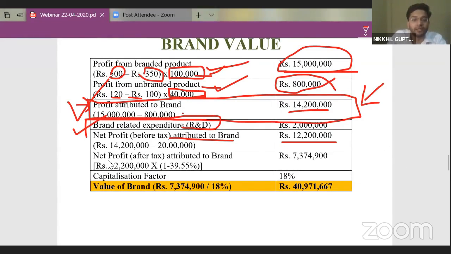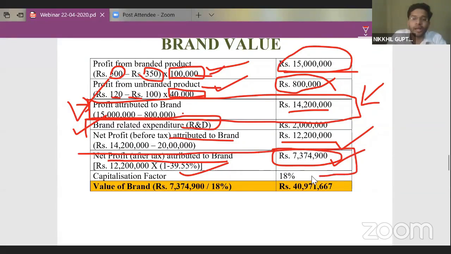And what is the net profit after tax, which is attributable to my brand? It is the net profit before tax multiplied by 1 minus tax rate. 1 minus tax rate is 39.55. So I will reduce 39.55 from 1 and I will multiply it by the earnings. And I get 73,74,900 revenue, which is totally attributed to brand after tax.